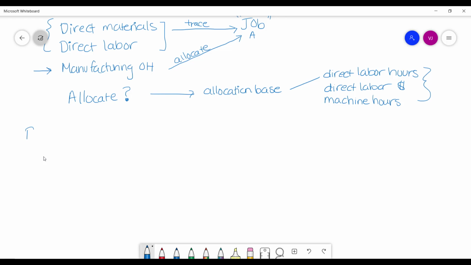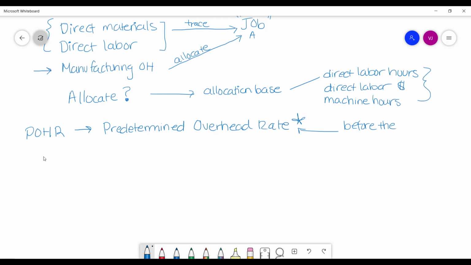Well, to be able to allocate manufacturing overhead, we first need to calculate a POHR. A POHR is essentially a predetermined overhead rate. This is what we're going to use to apply overhead to jobs. And we calculate this POHR, this rate, before the period begins, so that once the period begins and we start working on jobs, we can use that POHR to allocate overhead to that job as work is done on it.